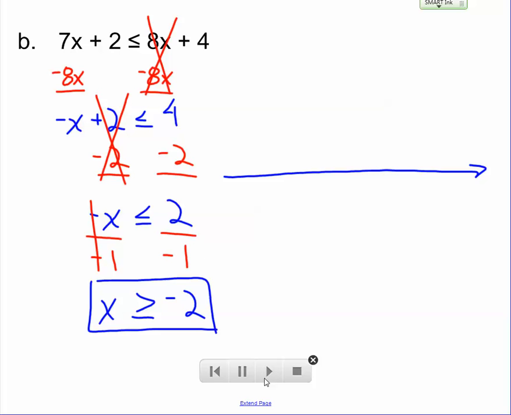Here's what the graph of that looks like. Got negative 2 right in the middle, and I'll just kind of scale this. Got a closed dot on negative 2, arrow to the right. It's still greater than, so the arrow still points to the right, but this time negative 2 is one of my solutions. So I color in that dot, as opposed to the last one where negative 1 was not one of the solutions, so I didn't color in the dot. Negative 2 is greater than or equal to negative 2.